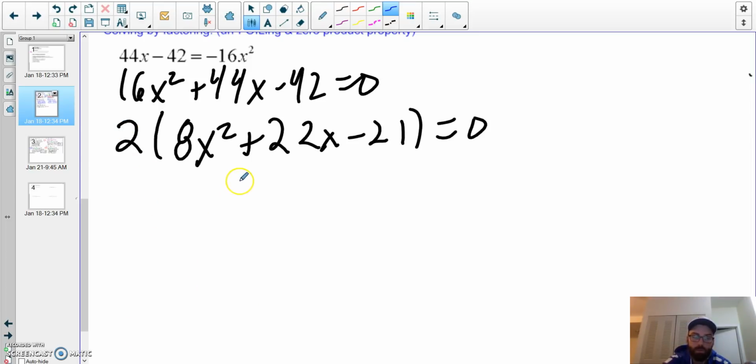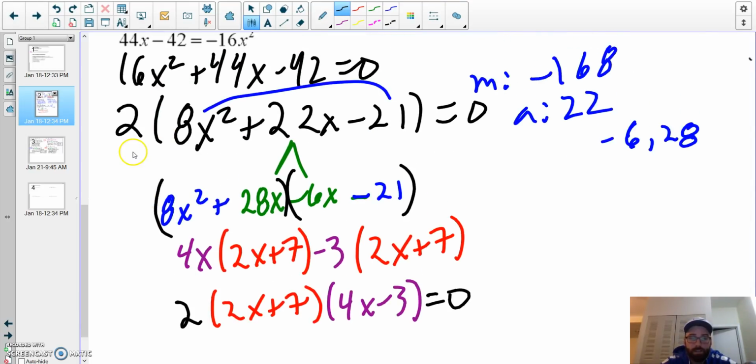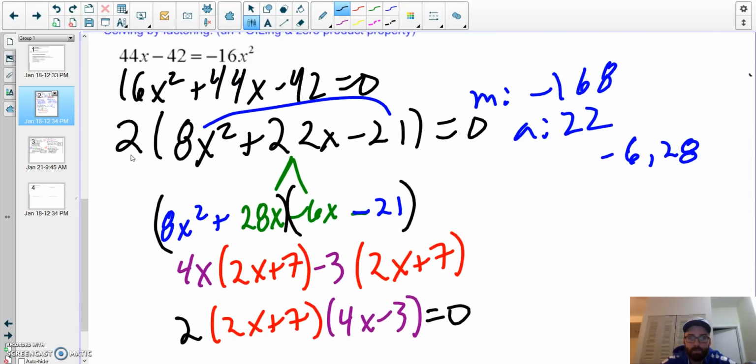All right, now when you're doing this, remember you want to do 8 times 21, which is negative 168. So it multiplies to negative 168 and what adds to 22. All right, why don't you go ahead and pause it from here, okay? And you can see my work. All right, so I'm just going to stop here. Here's what I came up with.